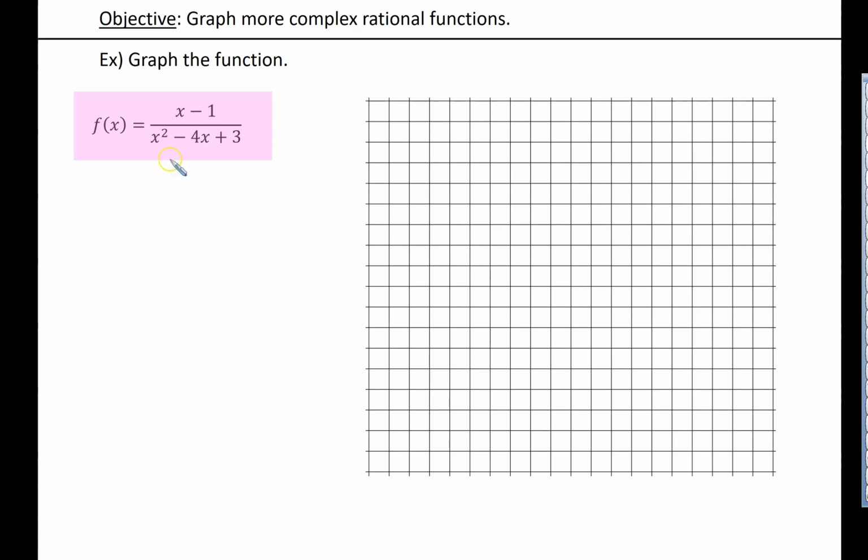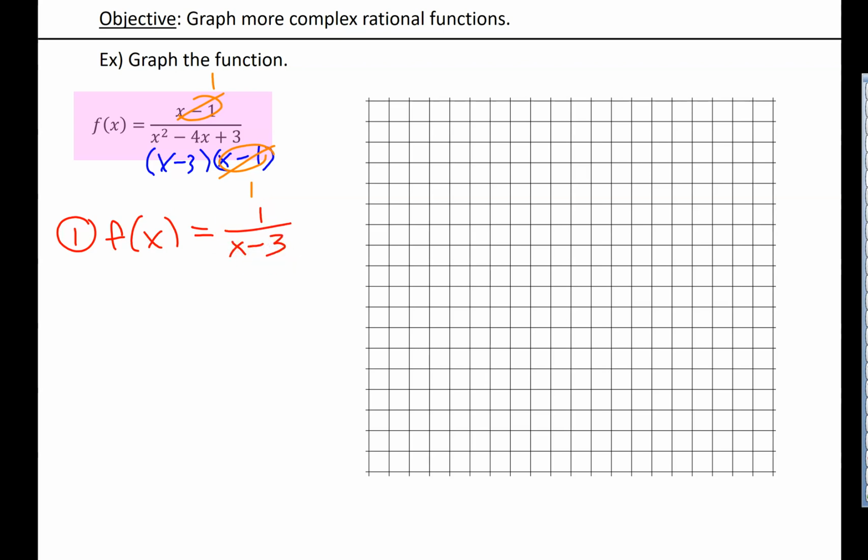So we want to look at factoring as much as possible to see if we have common factors. So this denominator factors into x minus 3 and x minus 1. So x minus 1 is a common factor between numerator and denominator, and they will reduce to 1. Be super careful here. I often see mistakes with people misunderstanding that this x minus 3 that's left is in the denominator, and so it does have to stay there. So our reduced function becomes f of x equals 1 over x minus 3.